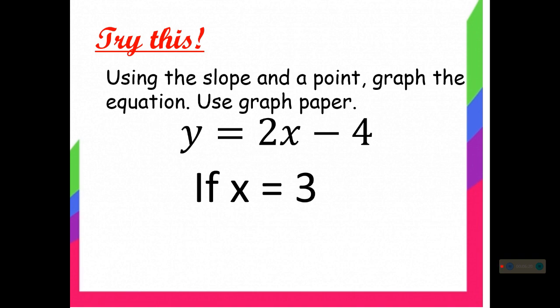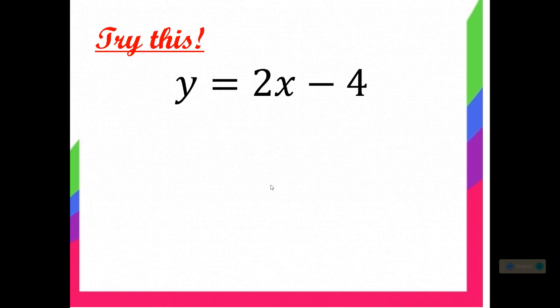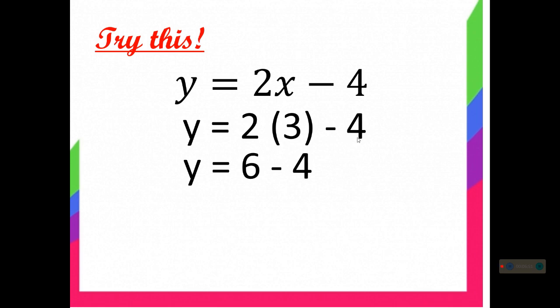So to proceed, I hope you already have your graph paper with your Cartesian plane, of course. Okay, so you are going to solve first. We have to substitute 3 in place of x. So you will have y equals 2 times 3 minus 4. Then solve for 2 times 3, which is 6, so you will have your minus 4. Then solve for 6 minus 4, which is equal to 2. So our obtained point will be 3, 2.